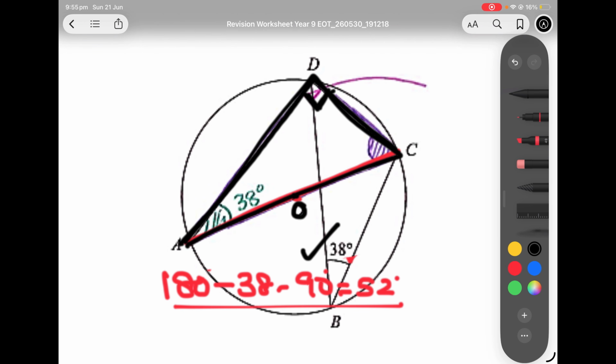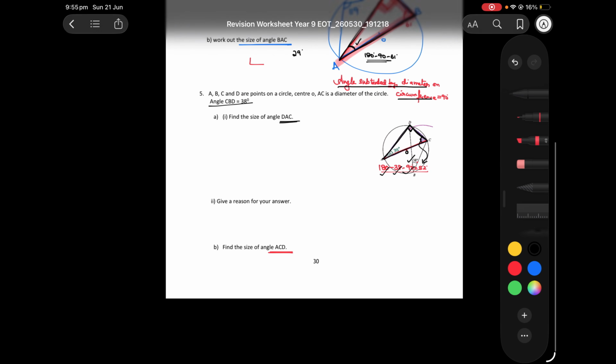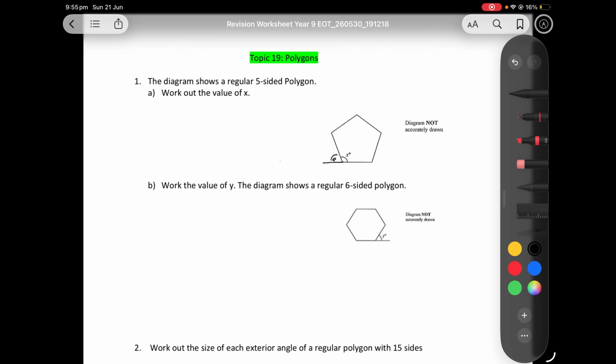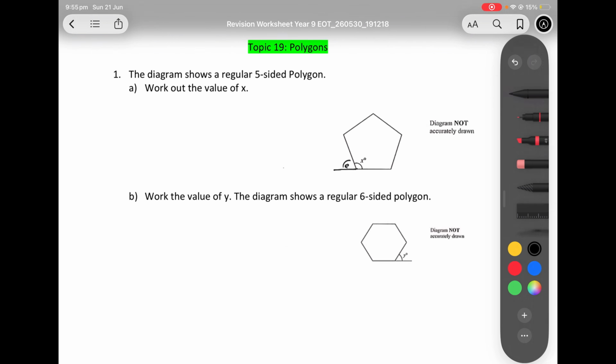Then again, in the right angle triangle, 180 minus 38 minus 90 would give me this angle, which is equal to 52 degrees, as we have seen. Okay, the next question we have here is on polygons. When we talk about polygons, you have two formulas here. What are the formulas that you have?